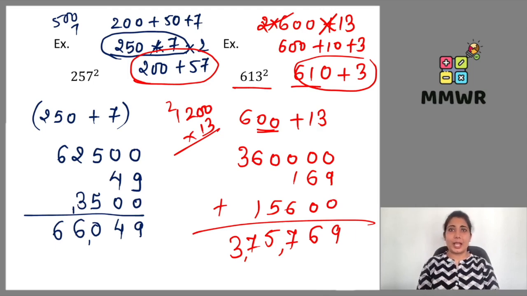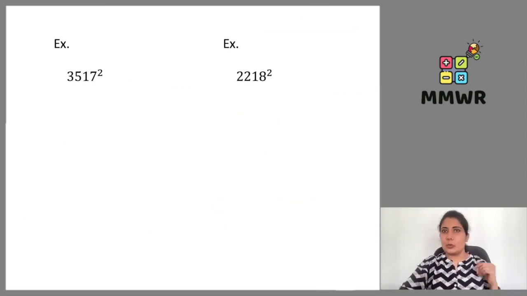3,75,769. I hope you are understanding how we have to break the number and why we have to break it that way only. Because this is the most important thing if we are opting for this method: which breaking will be the easier and the quicker one.